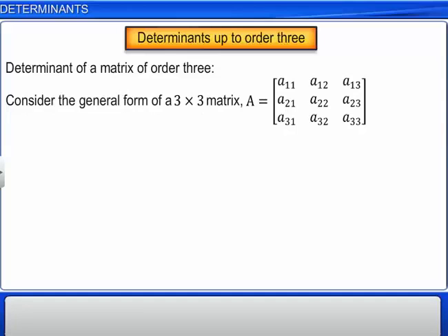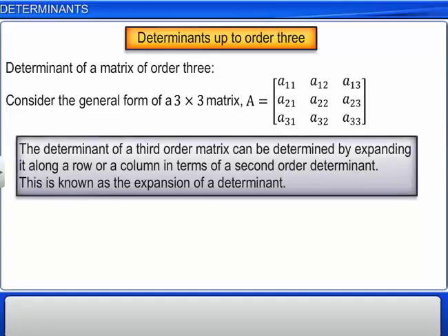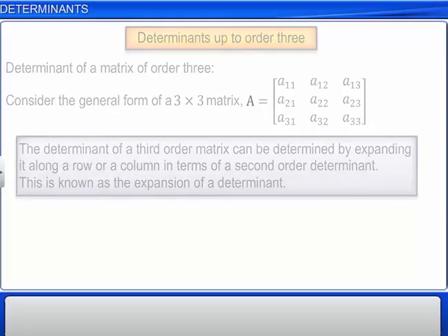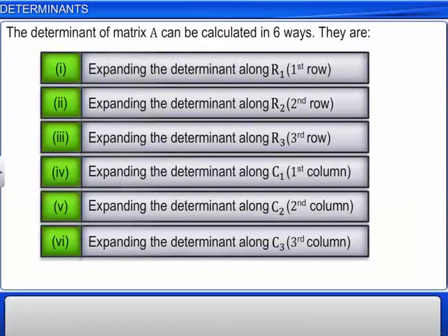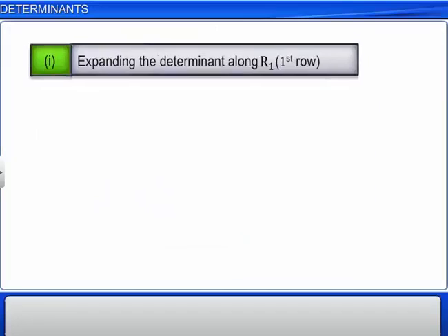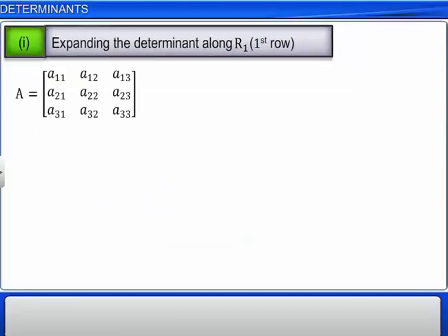The determinant of a third order matrix can be determined by expanding it along a row or a column in terms of a second order determinant. This is known as the expansion of a determinant. The determinant of matrix A can be calculated in 6 ways as shown. Let's discuss each case one by one. First, let us learn to expand the determinant along the first row.